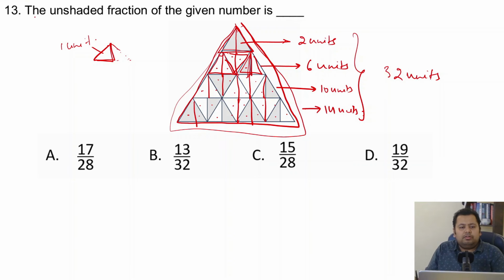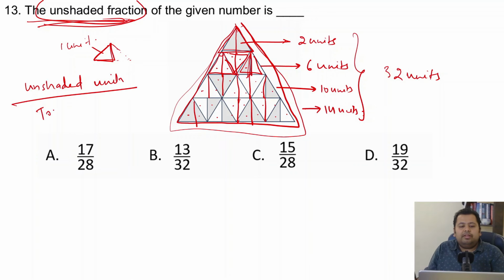What has it asked for us to find? Unshaded fraction. So what is unshaded fraction? You have to say unshaded units divided by total units, right? Whenever a fraction is asked, the numerator would be whatever they have asked for. So here, unshaded fraction is what they have asked for, so it becomes unshaded units divided by total, right? Something that is asked for by total. So total now we know is 32.